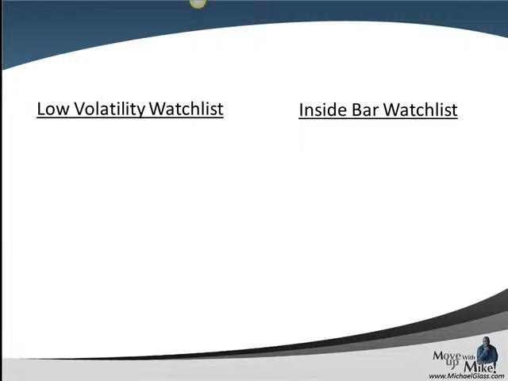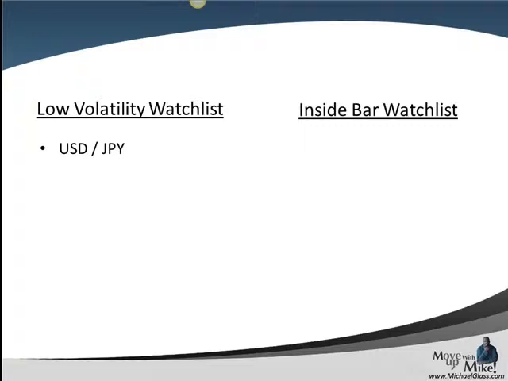As we come to today's watch list, we're starting off first with the low volatility watch list, which is our 1 hour time frames using Bollinger Bands. And we're watching the high and low of the bands, looking for a break of those bands, preferably in the direction of the trend. And right now we'll be watching for the dollar yen.